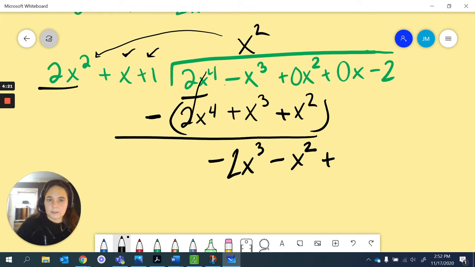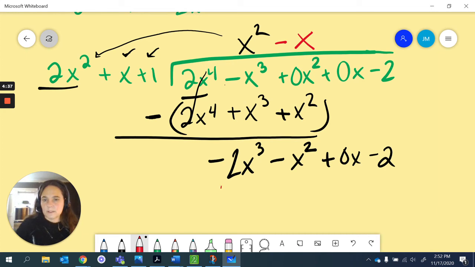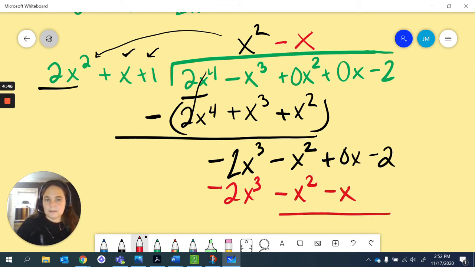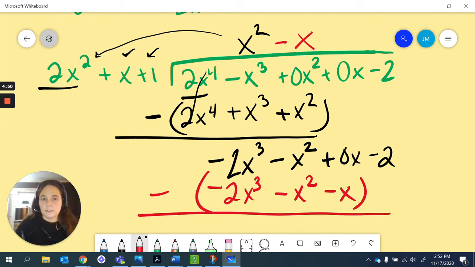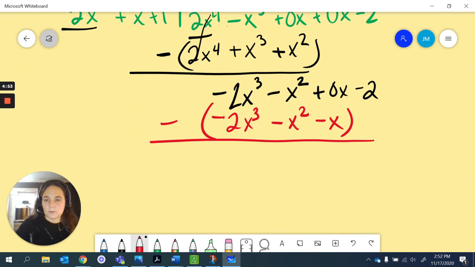Then bring down your other terms, and we're going to repeat the process. What would I multiply 2x squared by to get negative 2x cubed? That would be a negative x. Negative x times 2x squared is negative 2x cubed. Negative x times x is a negative x squared. Negative x times 1 is a negative x. Then we subtract, being careful that the subtraction distributes through. Negative 2x cubed minus negative 2x cubed is 0. Negative x squared minus a negative x squared is 0. 0 minus a negative x is a positive x. And then we bring down our minus 2.